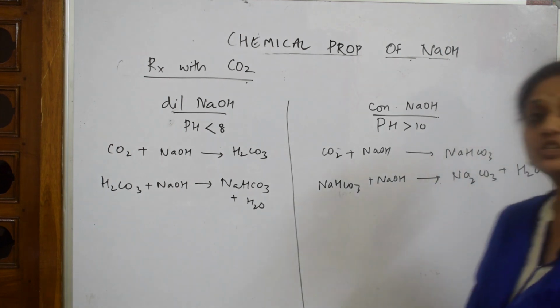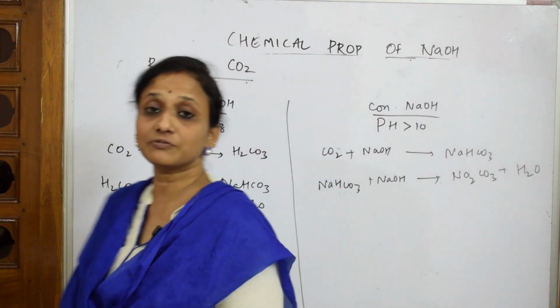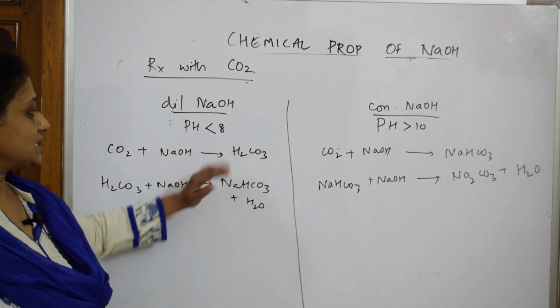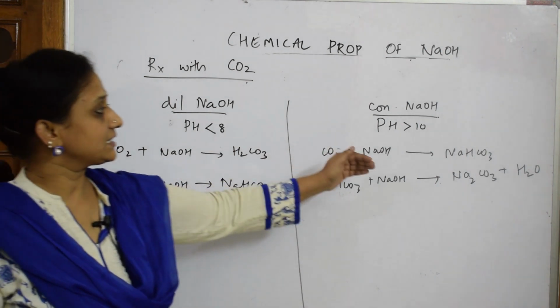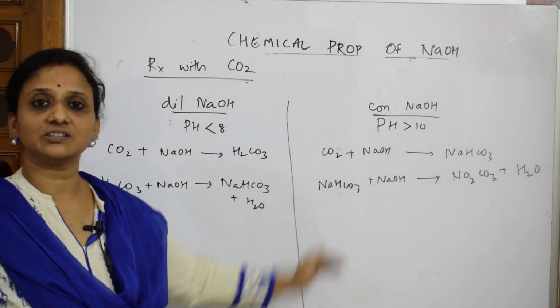So this is where you need to be careful in finding the product. Less than 8, these are the products. Greater than 10, concentrated, these are the products.